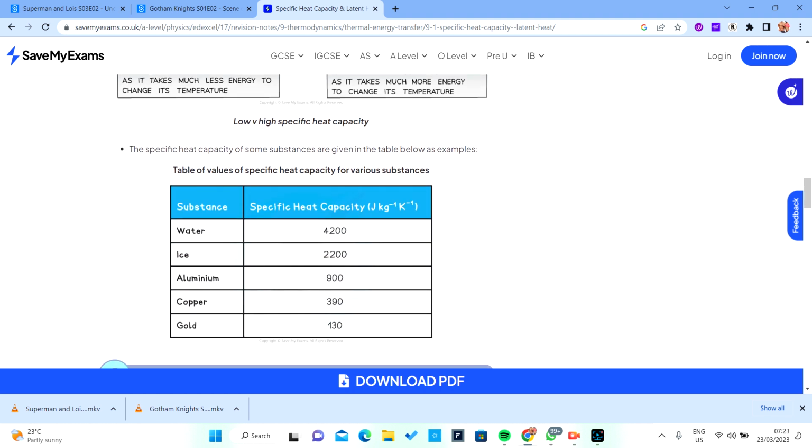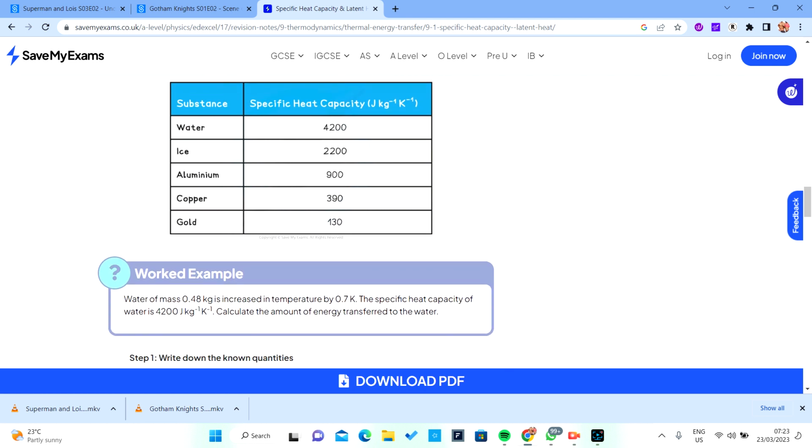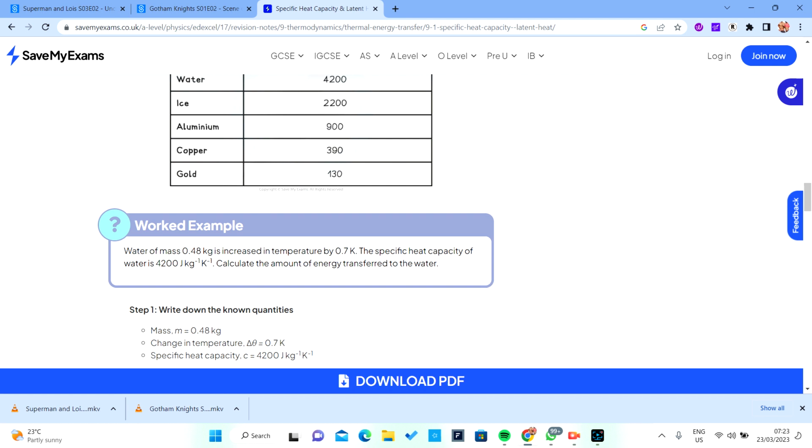So these are some specific heat capacities for some substances: water, ice, aluminium, copper, gold. Now, once you solve enough questions, sometimes the answer when you are doing physics is to solve a lot of questions. When you've done a lot of solving, some of these values will come naturally to you. That of water and that of ice will come very naturally because you'll have seen it over and over again.